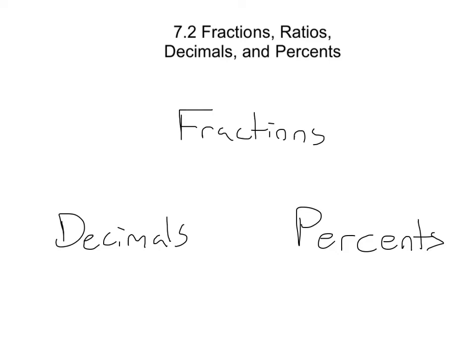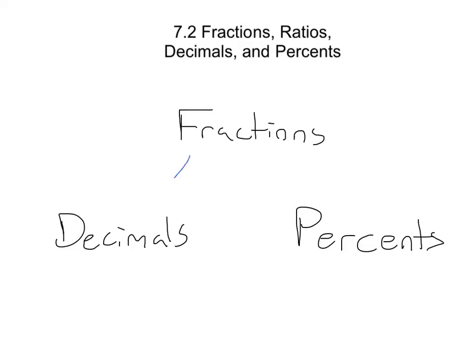Okay, welcome to section 7.2, all about fractions, decimals, and percents. Ratios are just another way of comparing two numbers. So really they're just a fraction. They might be written a little differently, like with a colon or with the words, 3 to 2, 5, but really they're just fractions. So this whole section's about how interchangeable these numbers are.